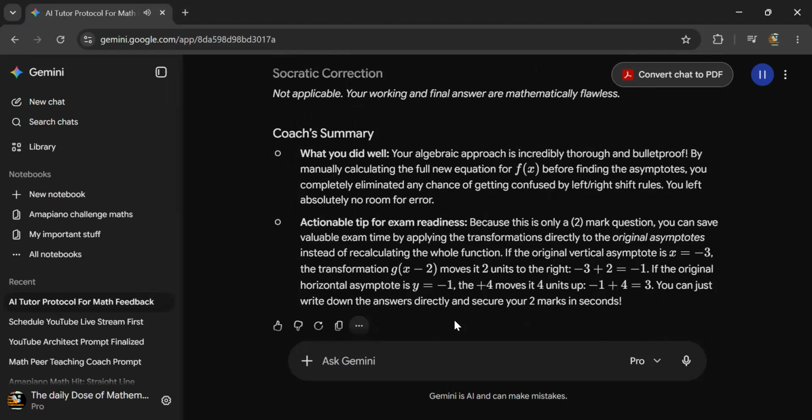Actionable tip for exam readiness. Because this is only a 2-mark question, you can save valuable exam time by applying the transformations directly to the original asymptotes instead of recalculating the whole function. If the original vertical asymptote is x equals -3, the transformation g(x-2) moves it 2 units to the right. -3 plus 2 equals -1. If the original horizontal asymptote is y equals -1, the plus 4 moves it 4 units up. -1 plus 4 equals 3. You can just write down the answers directly and secure your 2 marks in seconds.